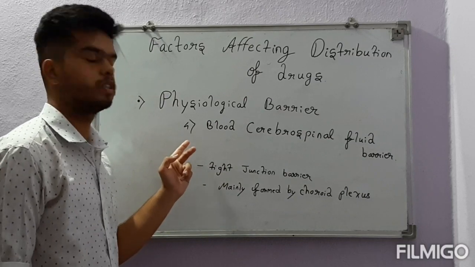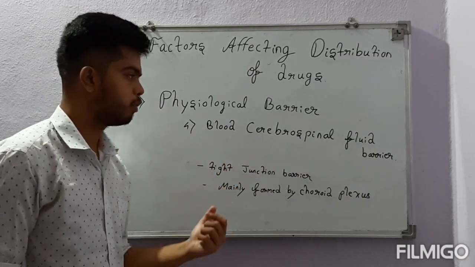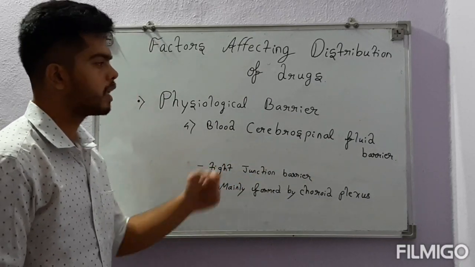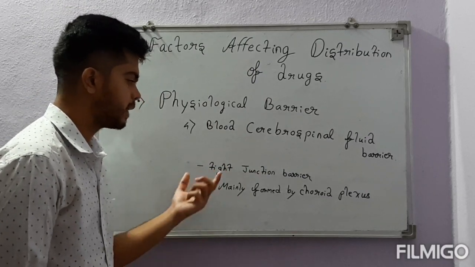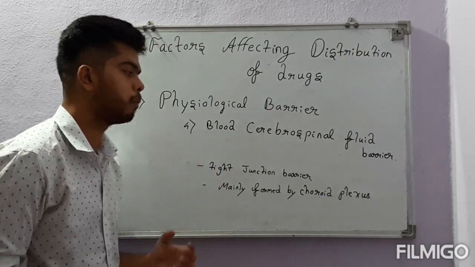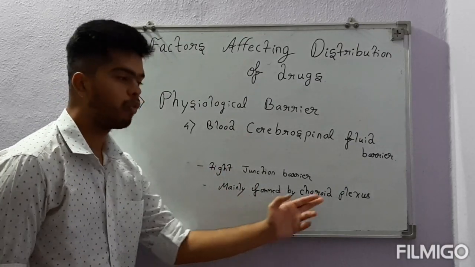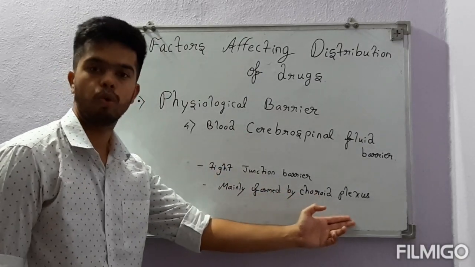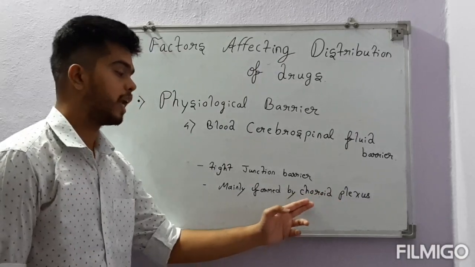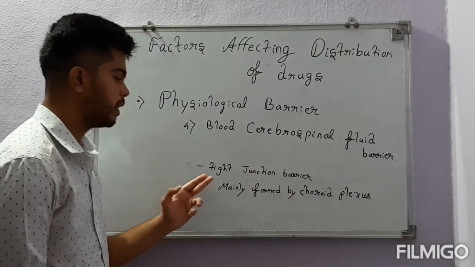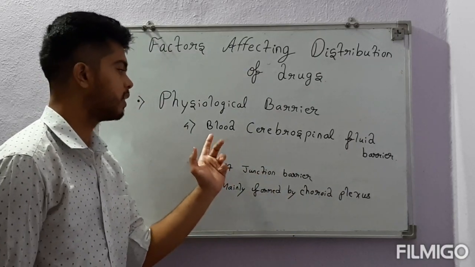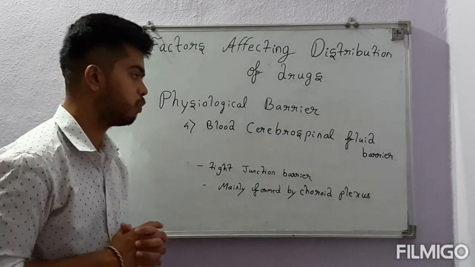The fourth barrier is the blood cerebrospinal fluid barrier. The blood cerebrospinal fluid barrier is made up of tight junctions. It's a tight junction barrier because of the choroid plexus, the cells which help in the formation of cerebrospinal fluid. Those cells form tight junctions and form the blood cerebrospinal fluid barrier.